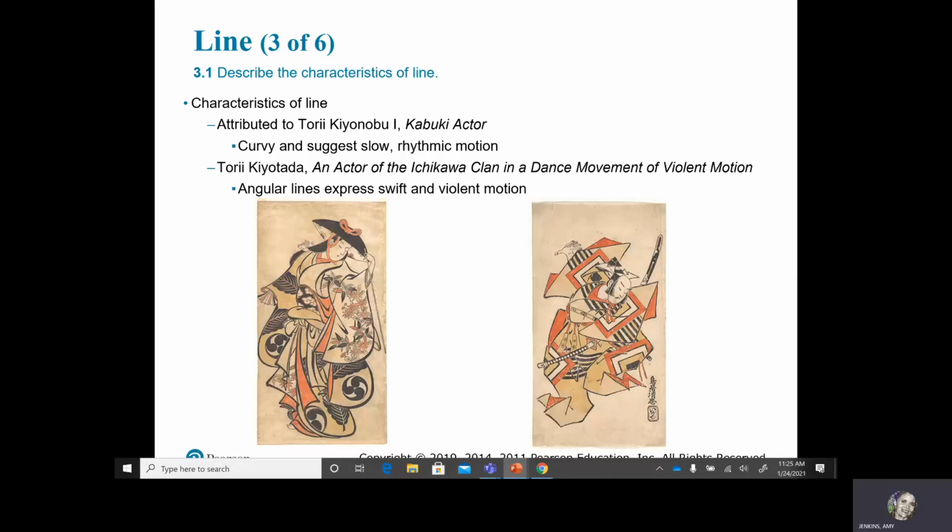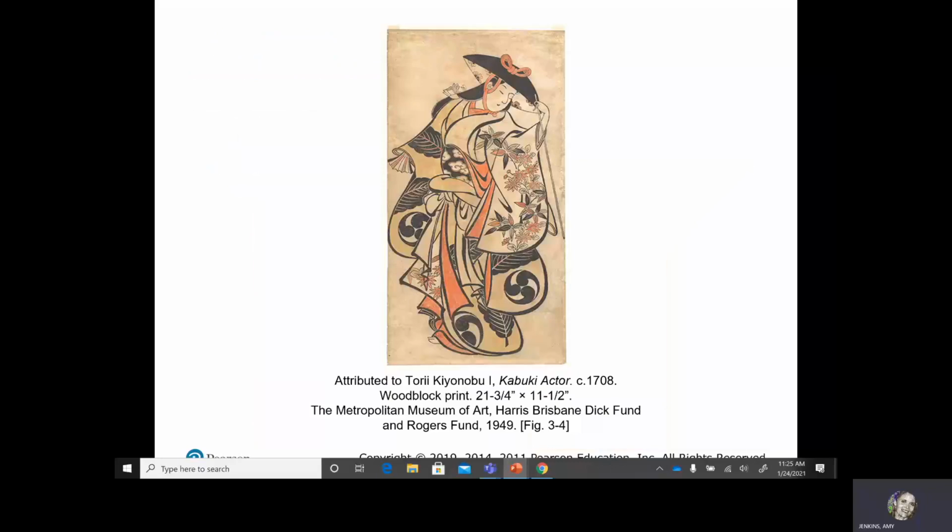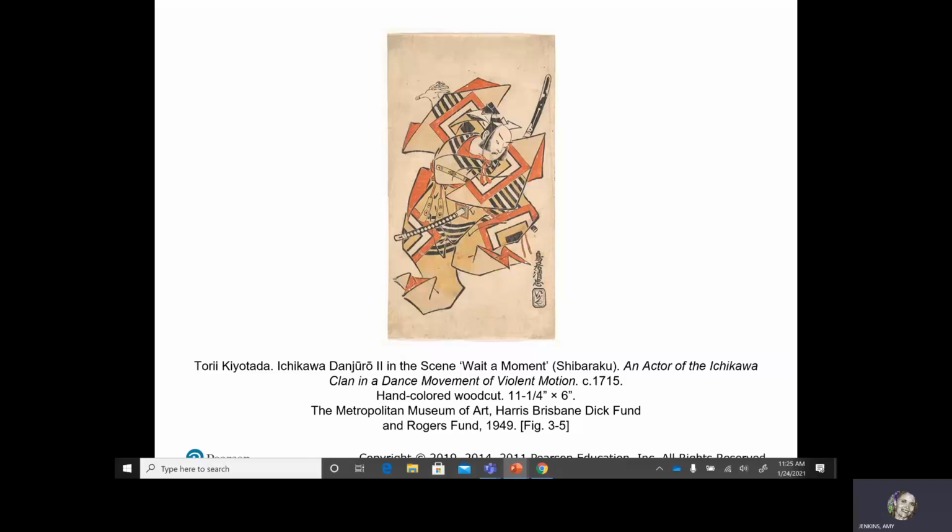Characteristics of line. Attributed to Torii Kiyonobu I, the kabuki actor on the left has curvy lines and it suggests slow rhythmic motion. Whereas Torii Kiyotada, an actor of the Kiyakawa clan in a dance movement of violent motion, has angular lines that express swift and violent motion. This is more organic and this is more geometric.